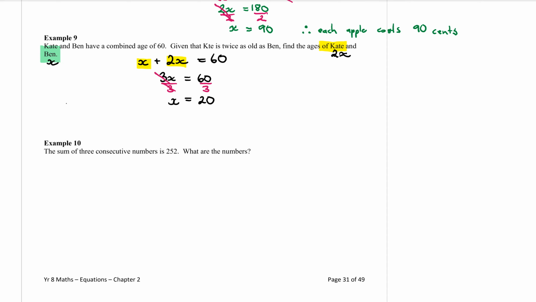So remember that x is talking about Ben, over here. x was Ben's age. So we have to interpret what we've just worked out. So therefore, Ben is 20 years old. But remember, we also want to know Kate's age. And Kate is, now remember, she's 2x. She's twice as old. So if Ben is 20, she's going to be 40, twice as old.